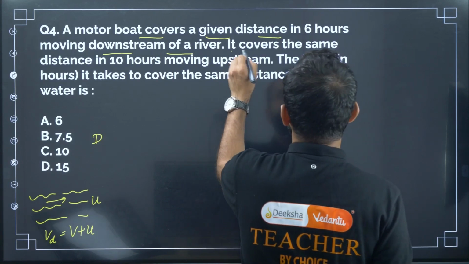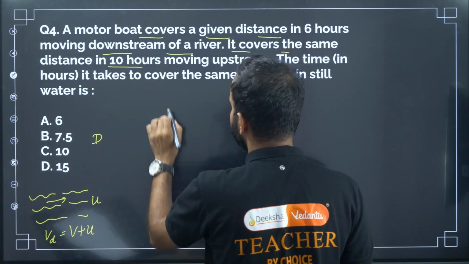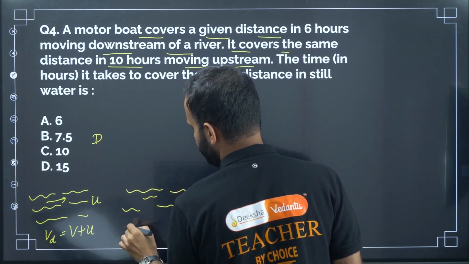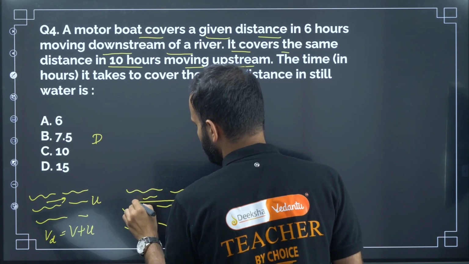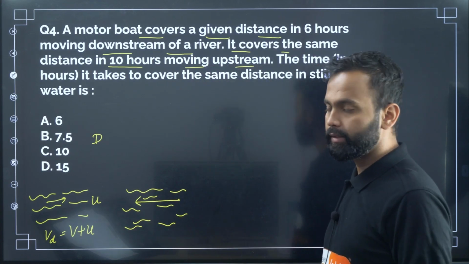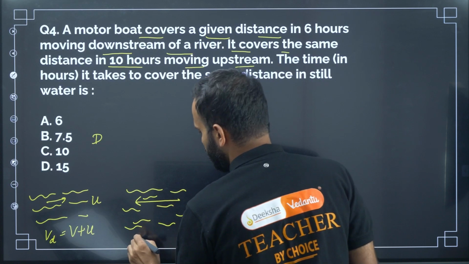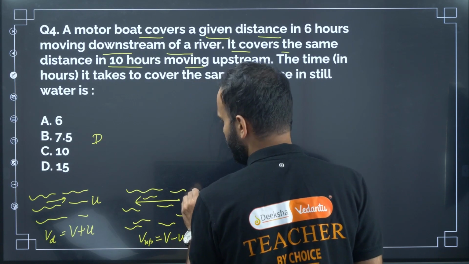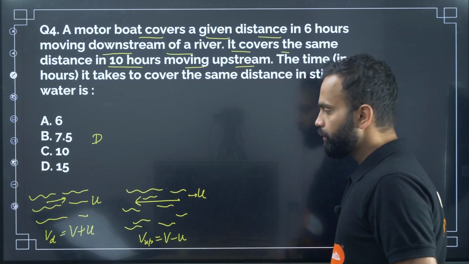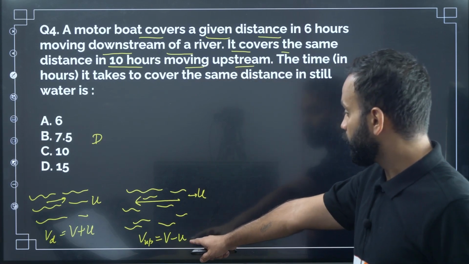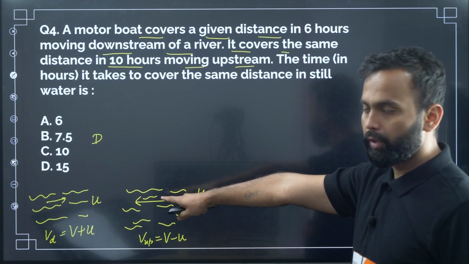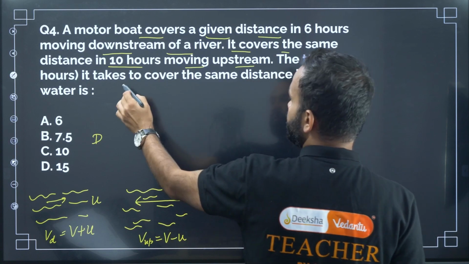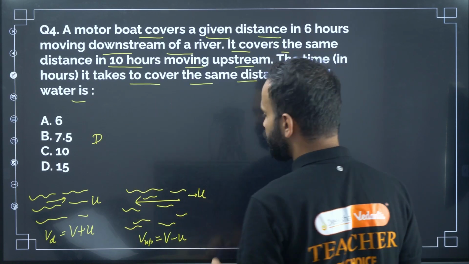It covers the same distance in 10 hours moving upstream. Here the boat moves opposite to the direction of the flow of the river. That is the meaning of upstream. So now the velocity of the motorboat will be V minus U, where U is the velocity of the flow of water and V is the velocity of the motorboat in still water. We need the time it takes to cover the same distance in still water.